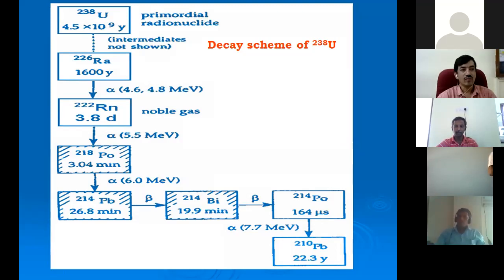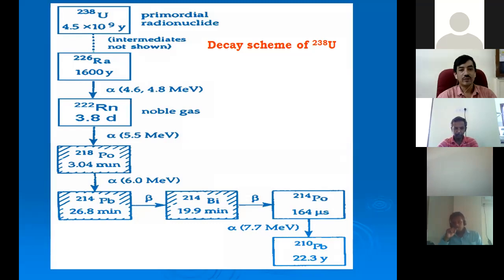Uranium will undergo radioactive decay and produce radium. I have named only the elements which are of interest to us. Radium is another important radioactive element contributing significant radiation to the population. Its half-life is 1600 years. It will also undergo radioactive decay by emitting alpha particles of 4.6 MeV and 4.8 MeV energy.